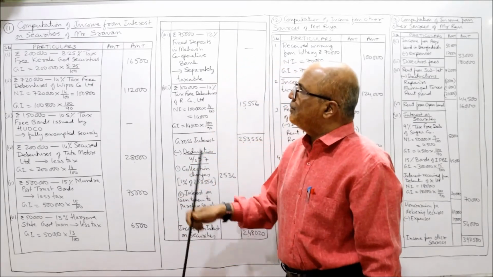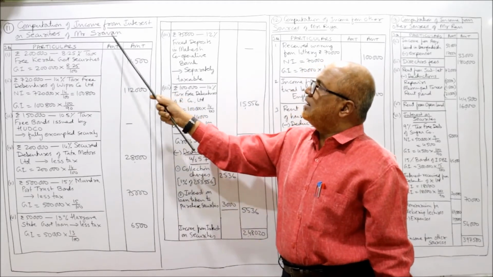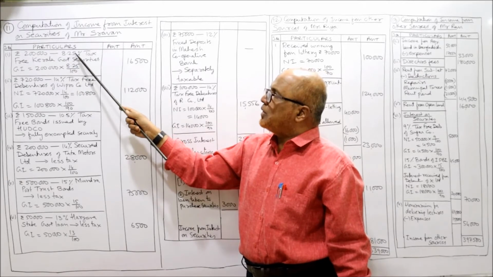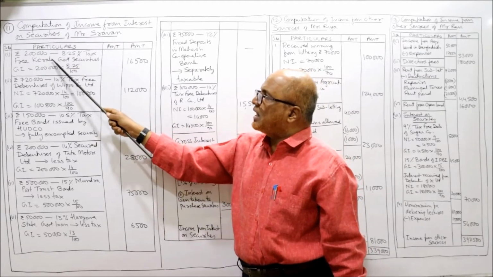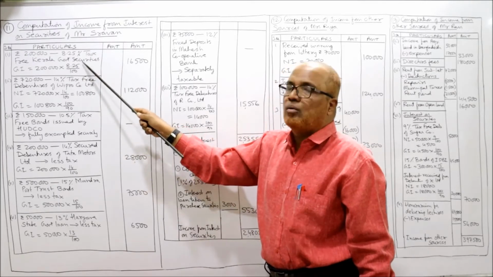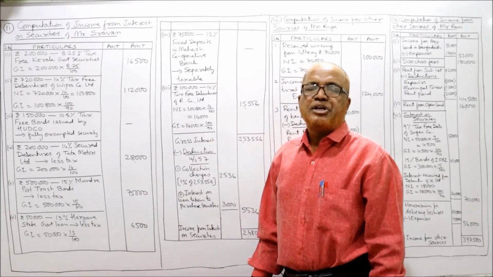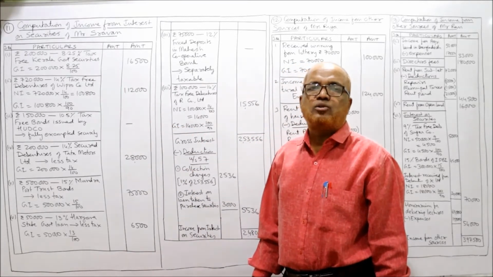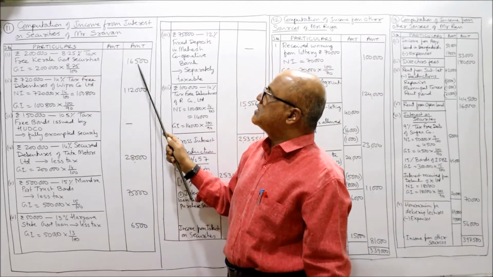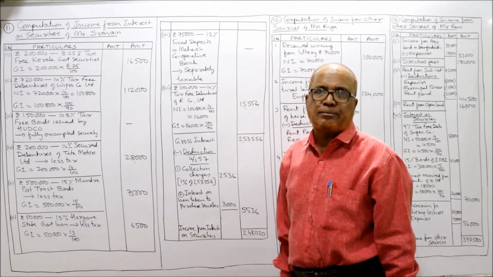Now see carefully here. Computation of income from interest on security of Mr. Sravan. Rupees 2 lakh, 8.25% tax-free Kerala government security. It's a tax-free government security. So one step. GI is equal to face value into rate by 100. 2 lakh into 8.25 divided by 100, 16,500 over.